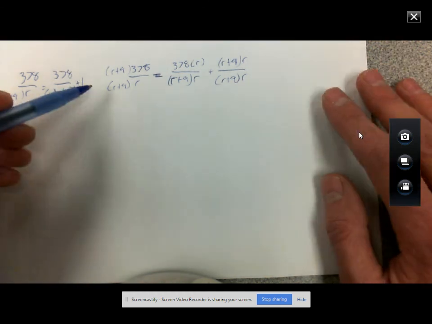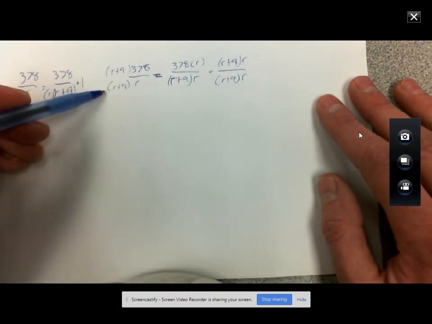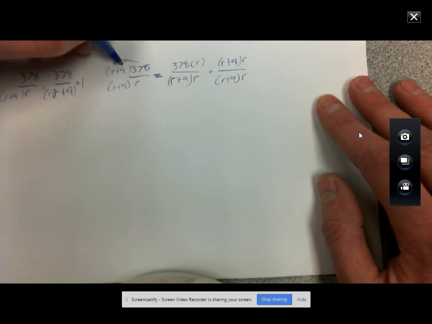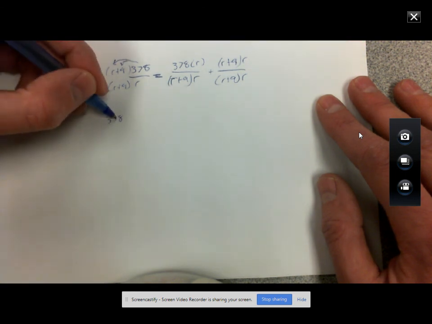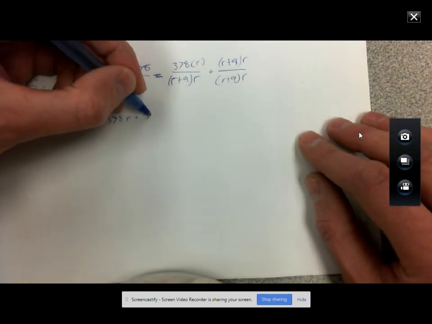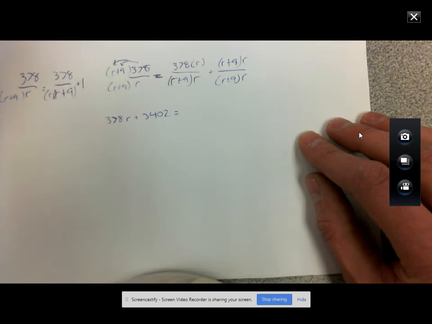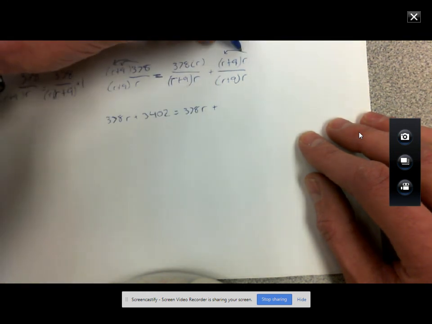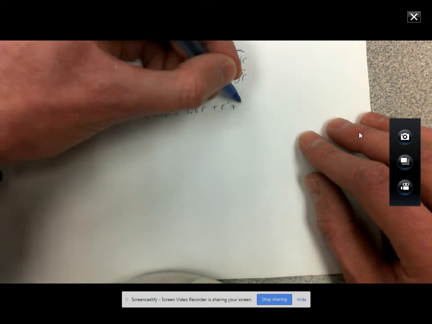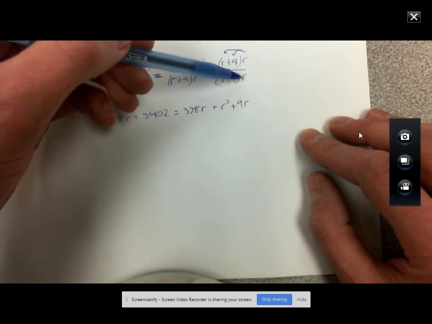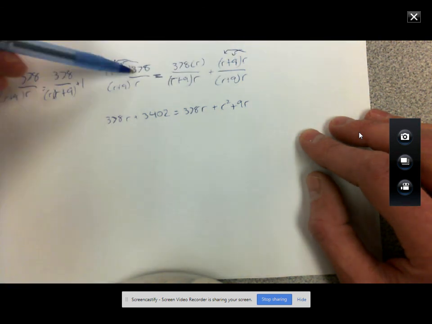All right, all common denominators, so I can ignore the denominators, or effectively ignore the denominators. I'm going to distribute through 378r plus 378 times 9. I get 3402. 378r plus, I'm going to distribute through r squared plus 9r. So again, all the denominators were the same, so I effectively ignored them, and I'm just worried about the numerators.